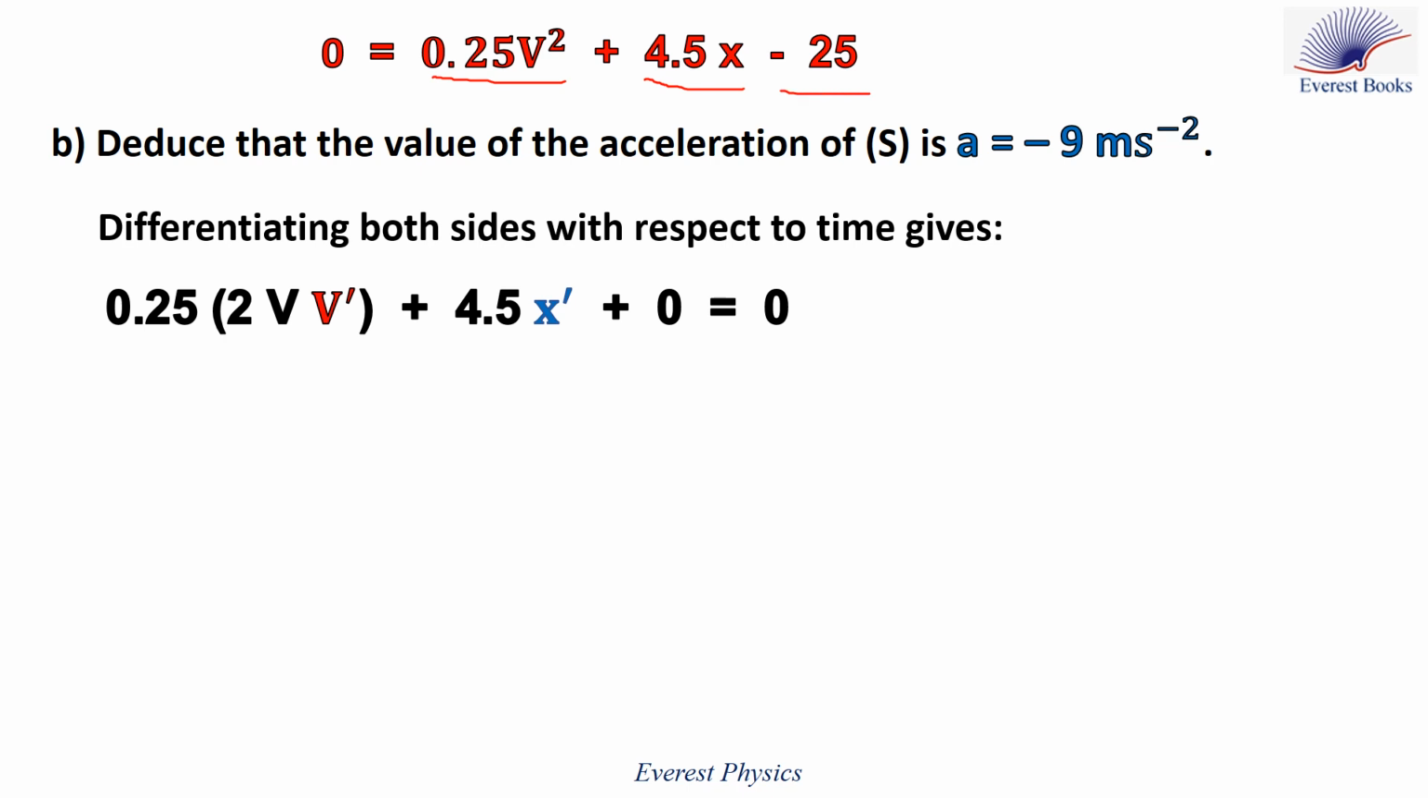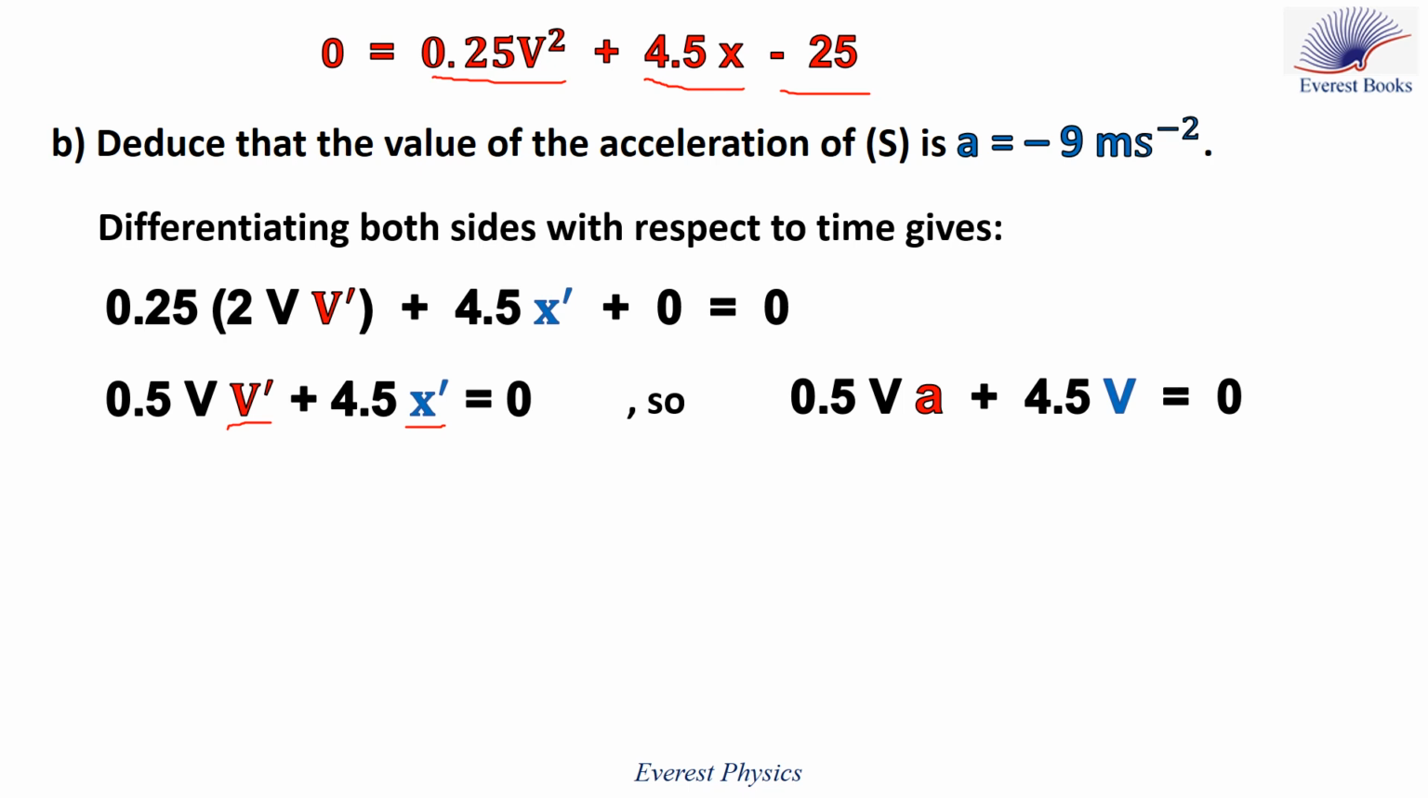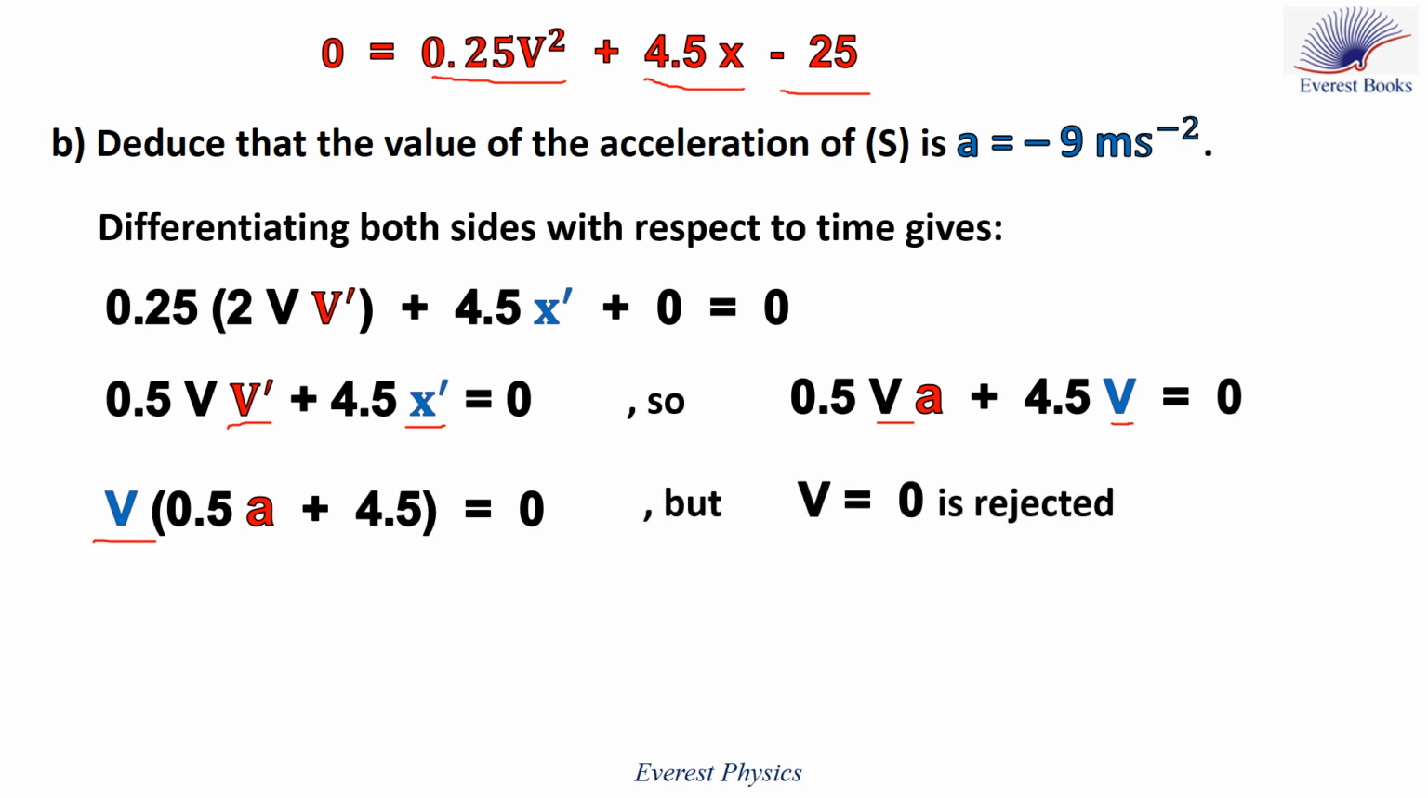Now multiply 0.25 by 2, we get this new equation. We know that v prime equals a and x prime equals v, so we write this new equation. Take v as a common factor, then v times (0.5a plus 4.5) equals 0. But v equals 0 as a solution is rejected. Therefore, 0.5a plus 4.5 equals 0, then a equals minus 9 meters per second squared.